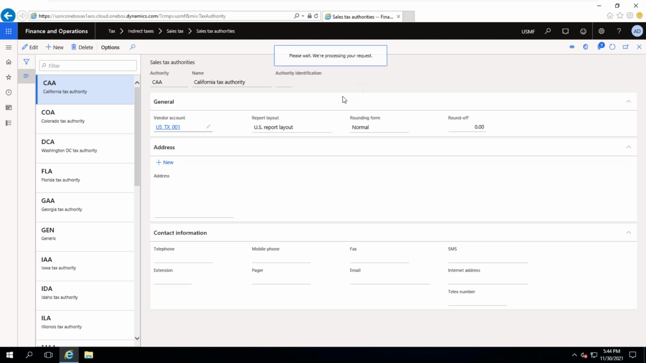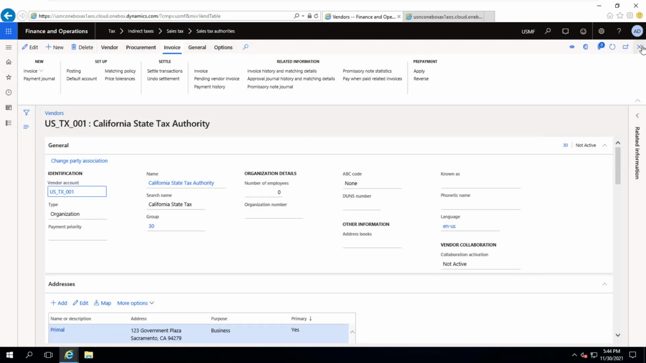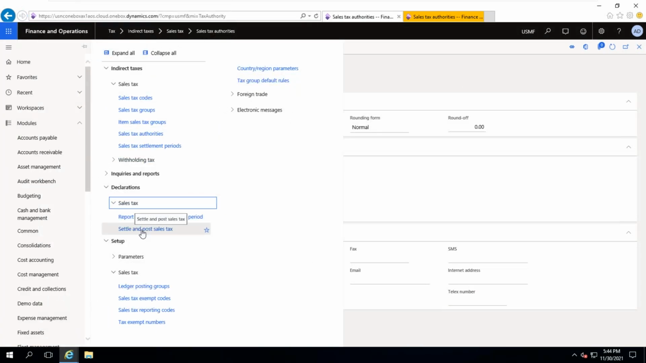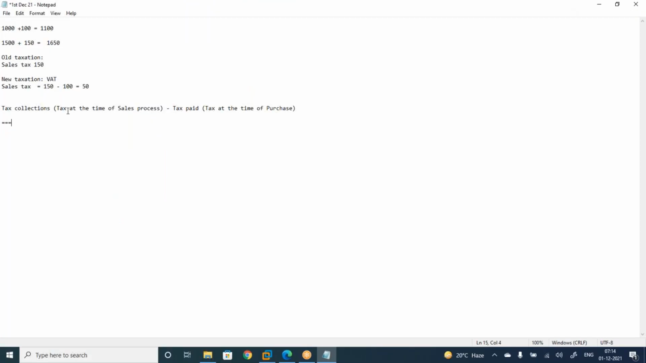Now remember, this sales tax settlement process, you should not execute multiple times. You can execute it only one time. That is one condition you need to remember. Let me close this one. So this is a one-time job. As I told you, this settle and post sales tax process you can execute only one time.